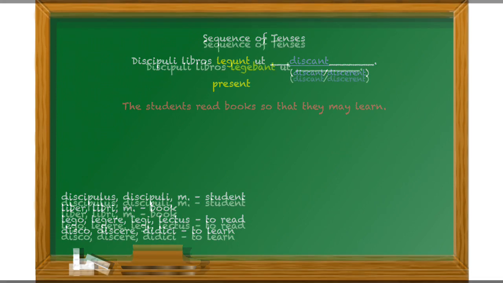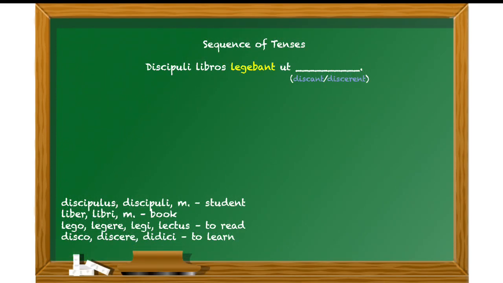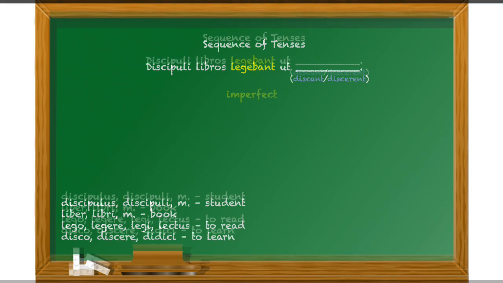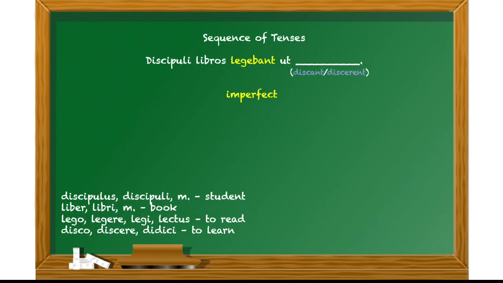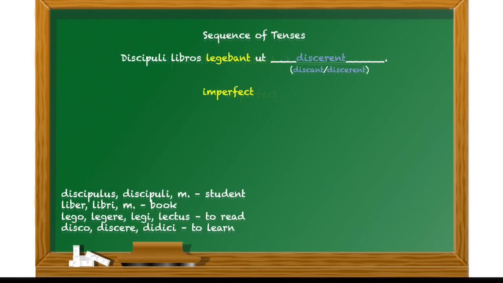And let's try another example. This time we have discipuli libros legebant ut blank. Again, take a moment, see if you can identify the tense of that main verb legebant. And you should have come up with imperfect. With an imperfect tense main verb, you are in secondary sequence, which means your choices are either imperfect or pluperfect subjunctive. Pretty obvious, since this is the same basic example here, which one should be the answer.